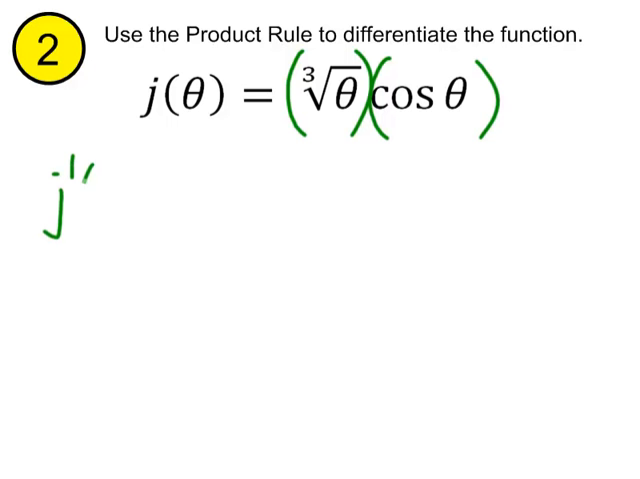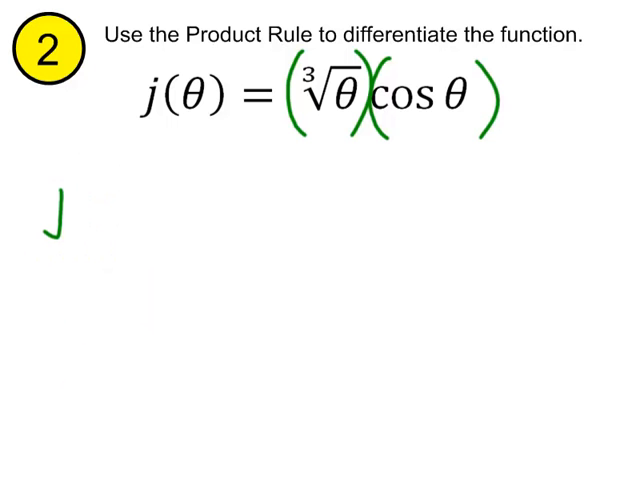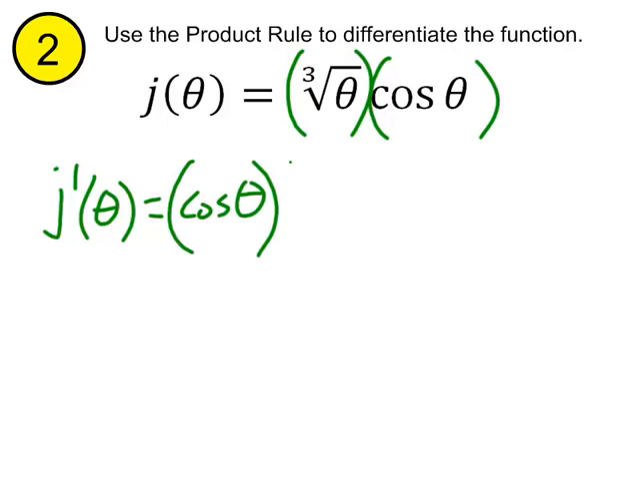J prime of theta. And again, I really need you to write that that's what you're doing. Don't just write the derivative underneath without saying what you're doing. So J prime of theta. And let's try to just apply the product rule without writing the rule down first. We'll do the second function, cosine of theta, times the derivative of the first.